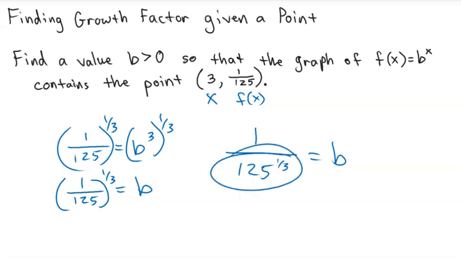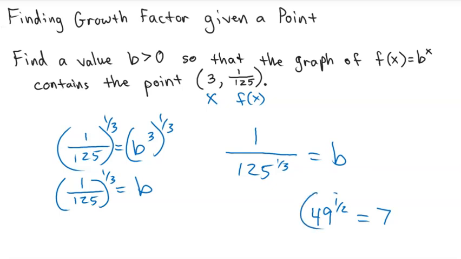But what about this 125 to the 1/3 power? What does that 1/3 power mean? Well, to give you an idea, I can tell you that 49 to the 1/2 power is equal to 7. We just saw this a couple minutes ago. If I were to cancel this with a 2, I would raise this to 2, and we know that 7 squared is equal to 49.